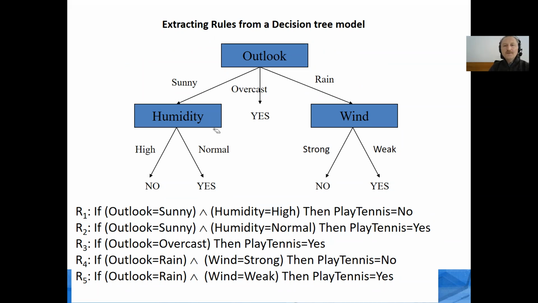So when you have the tree, you can inspect your tree like that. For example, if outlook is sunny, humidity high, they will not play tennis. Also, you can convert this decision tree graph into rules. For example, you can write rule 1. How many rules can you produce from this tree? You should look at how many branches you have. How many branches do we have?